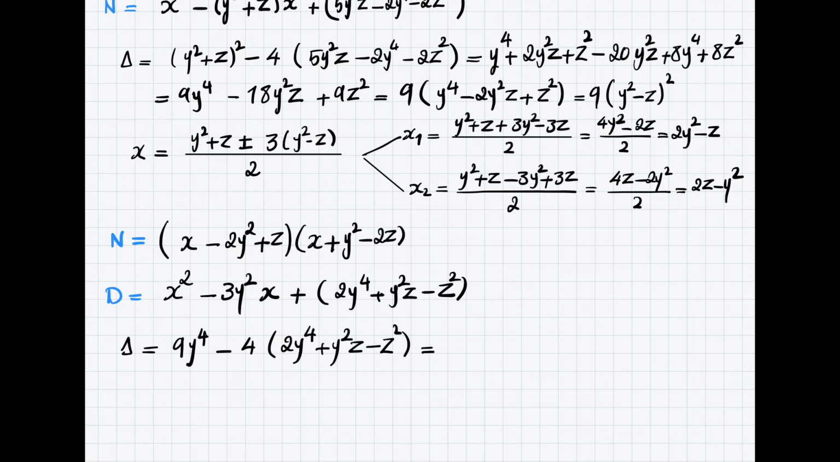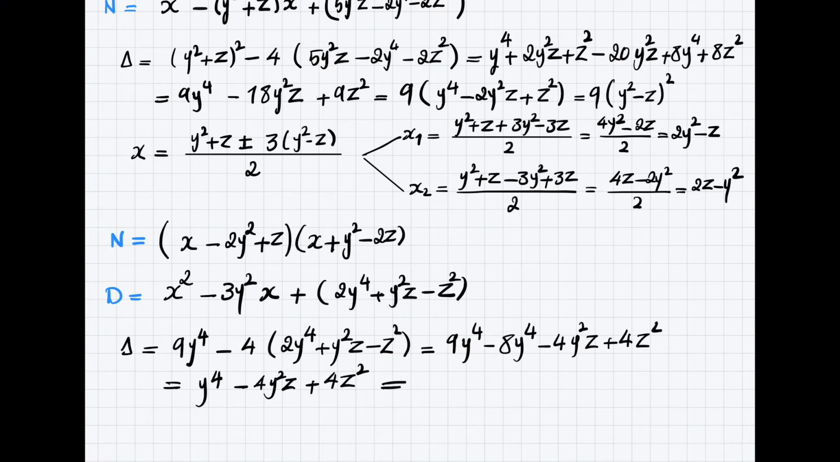And now I write it as 9y to the 4 minus 8y to the 4 minus 4y squared z plus 4z squared. If I simplify this a little bit more, this gives me only y to the 4. The middle term is minus 4y squared z, and finally the last term is 4z squared. But again, hopefully you can recognize the quadratic pattern here. This becomes (y squared minus 2z) to power 2.